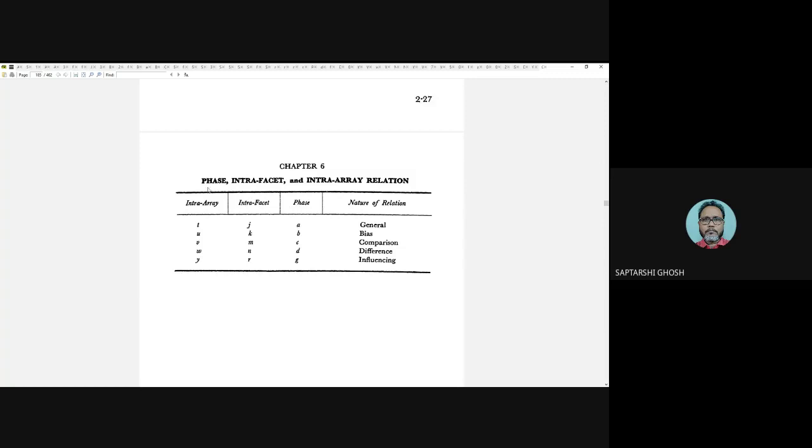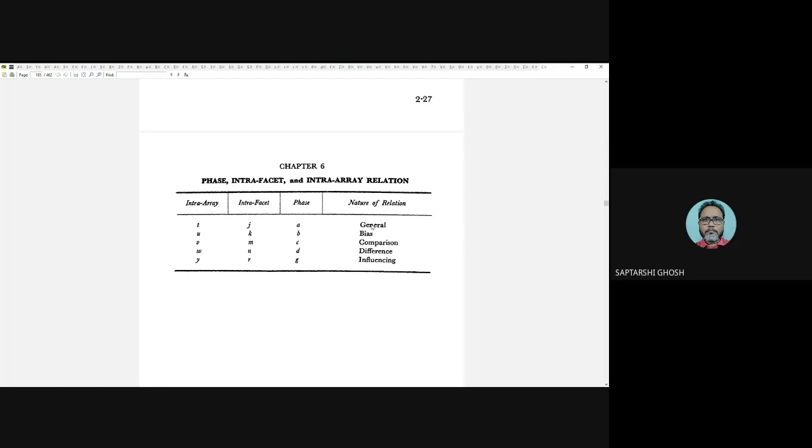Now you see phase relation: the first one is phase, the second one is intra-facet, and the third one is the intra-array relation. This thing you have to make yourself clear. This phase relation means just general phase relation. Phase means general. General means one subject with another subject, more than one subject, or rather one idea with another idea having no relationship. So this is the general phase relationship, or rather you can say the subject relationship. And the intra-facet and intra-array, I will tell you.